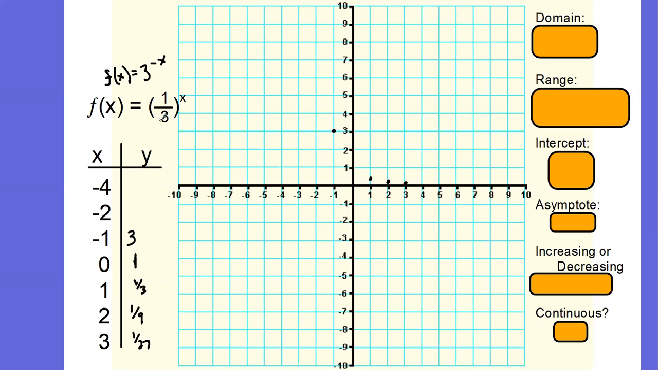-2. So 1/3 to the negative second power would be the same thing as 3 squared, or 9. And notice plugging that -2 into here, same idea. Opposite of -2 is +2. 3 squared is 9. So -2, 9. And the last one here, -4, would give you an output of 81. I'm not going to be able to graph that.